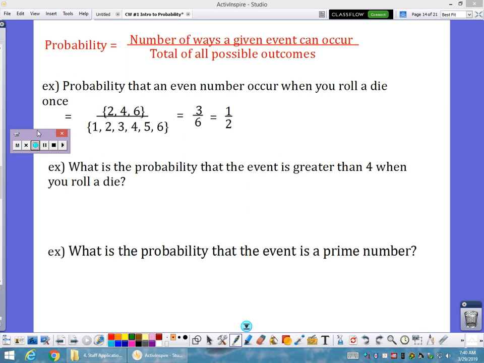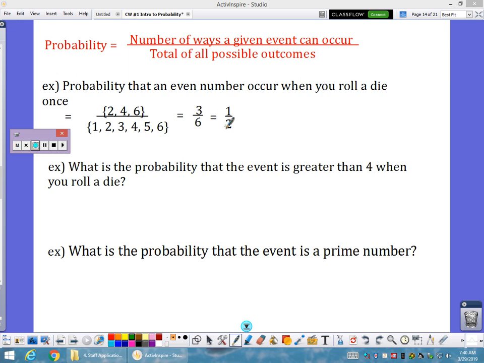So how we find probability, as you probably already saw or worked with, you are finding the probability is equal to the number of ways a given event can occur divided by the total number of possible outcomes. So the probability that an even number occurs when you roll a dice. So the even numbers are 2, 4, and 6. That's the sample space. Out of the whole sample space is 3 out of 6, which simplifies.